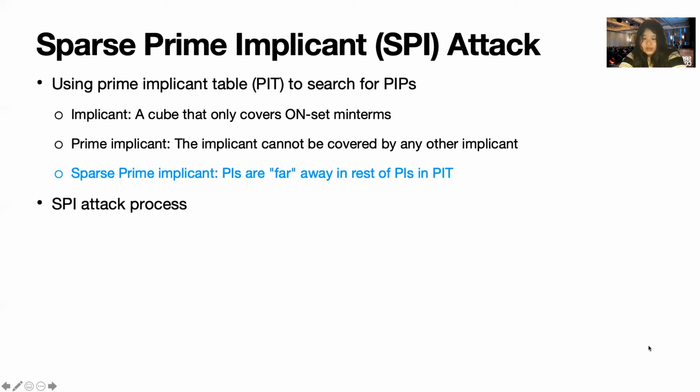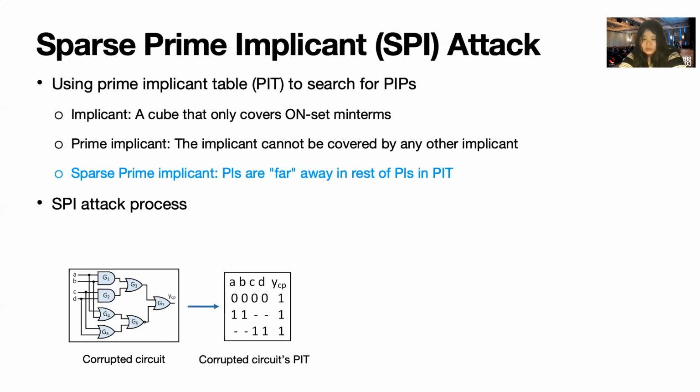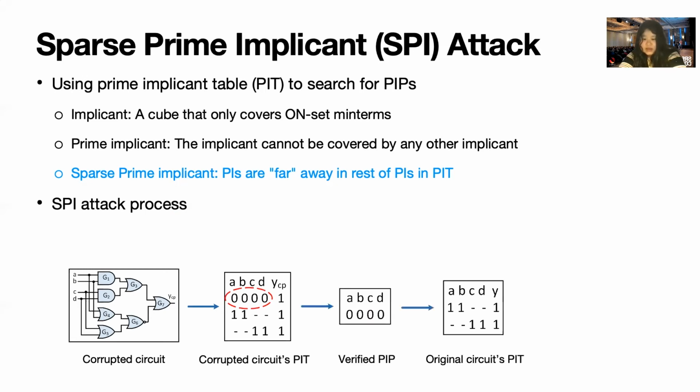Here are the different stages in the SPI attack. In the first step, the SPI attacker obtains the locked netlist and extracts the corrupted circuit. Later, the attacker converts the corrupted circuit into its prime implicant table. By analyzing the PIs in the corrupted circuit's PIT, the attacker can gather some potential PIPs. After PIP verification, the attacker can recover the PIT of the original circuit from the corrupted circuit's PIT. Finally, the attacker can obtain the original circuit.